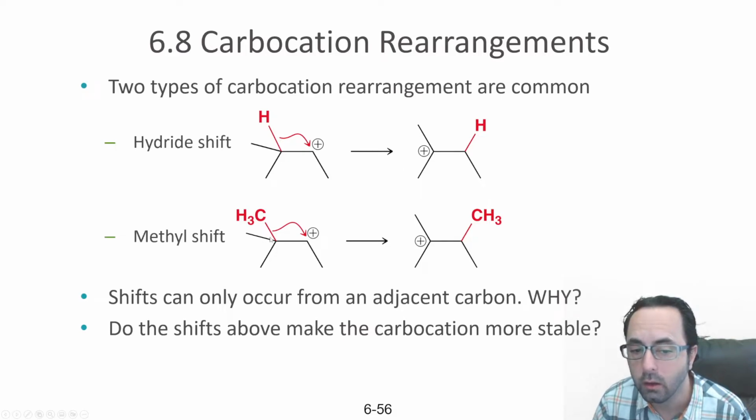Methyl shift can also occur. So if you have a methyl on a neighboring carbon right next to a positive formal charge, the methyl can move over, and it will be driven by the same stability, the stability of the tertiary carbocation. Once this methyl moves over, you have a tertiary carbocation, whereas before it moved, you had a secondary carbocation. The shift can only occur to an adjacent carbon because it's due to hyperconjugation, which only occurs between the sideways overlap of adjacent orbitals. And the shifts make the carbocation more stable by making it a tertiary carbocation.